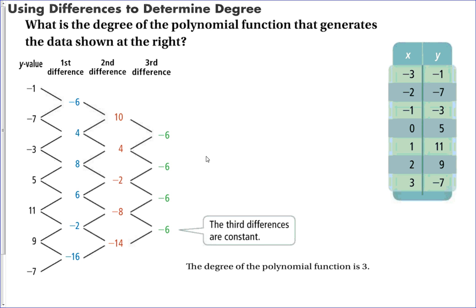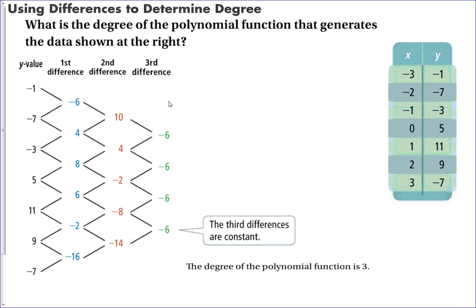So this is a third degree polynomial because the third difference is the same. It's all constant. This was the first difference. They're all different, so we have to do it again. This is the second difference. They're still all different. Had to do it again. This is the third difference. They're all the same. So therefore, since we had to go to the third difference to get them all the same, the degree of the polynomial function is 3.